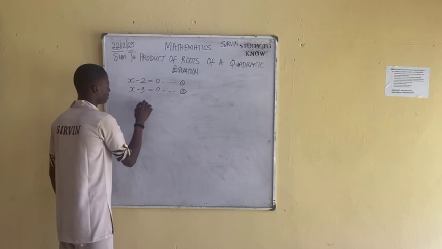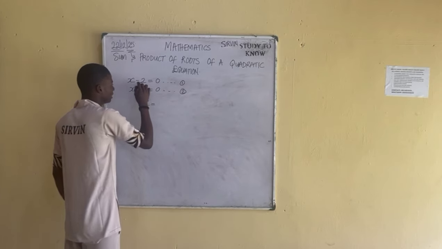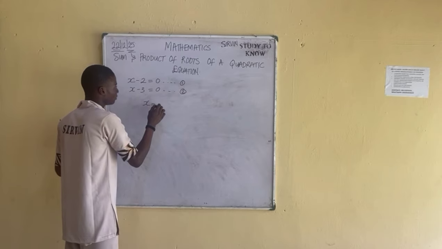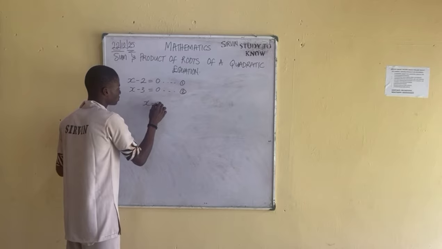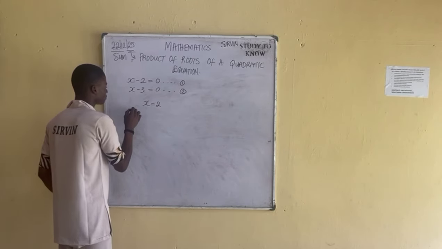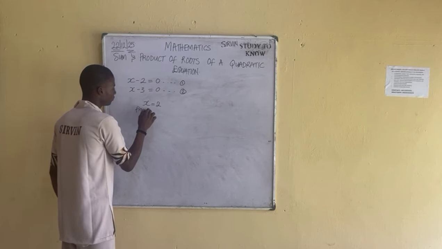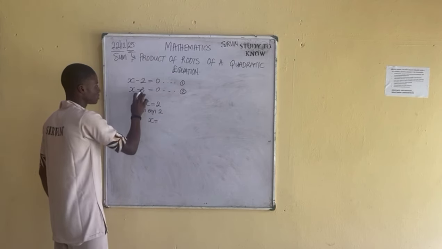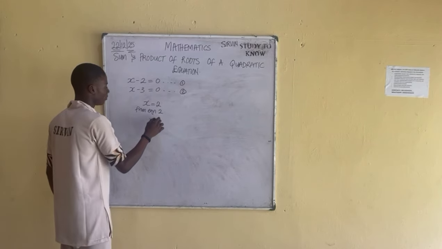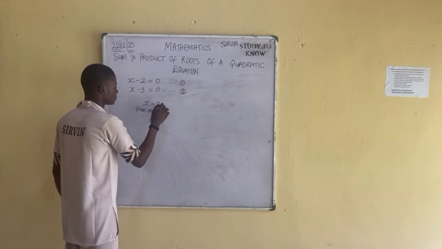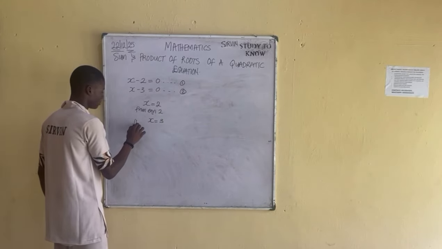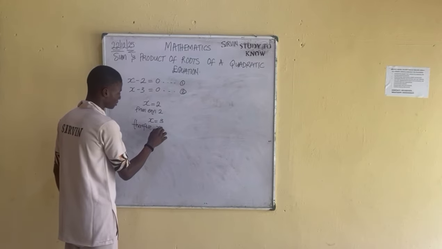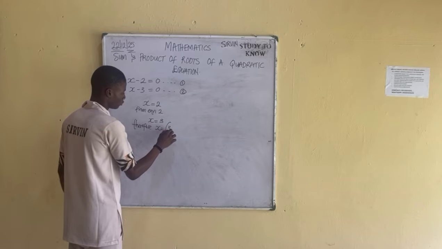So from equation 1, I have that x equals this minus 2, crossing the equality side. We now have plus 2. And from equation 2, x is now equal to what? This minus 3, crossing over to this equality side. Now we have plus 3. So therefore, x is equal to 3 or 2.